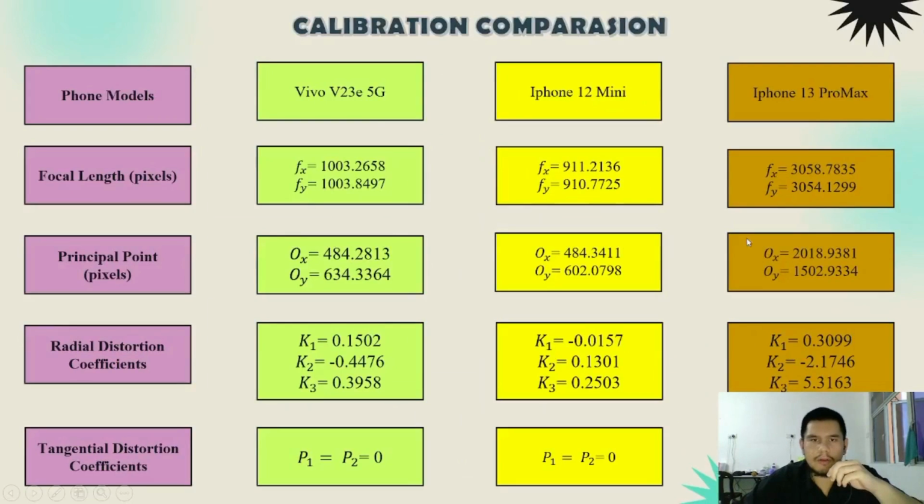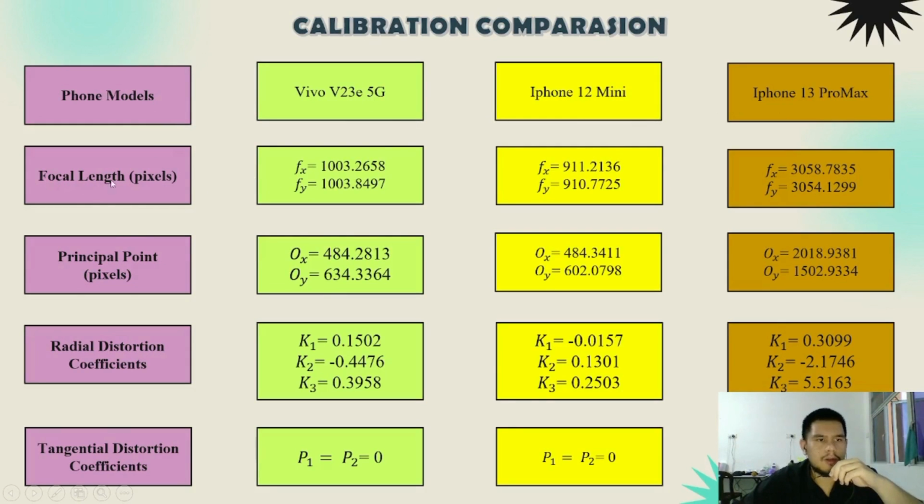Today I want to present a calibration comparison. We have three models: Vivo V23e 5G, iPhone 12 mini and iPhone 13 Pro Max. Different phones have different values.